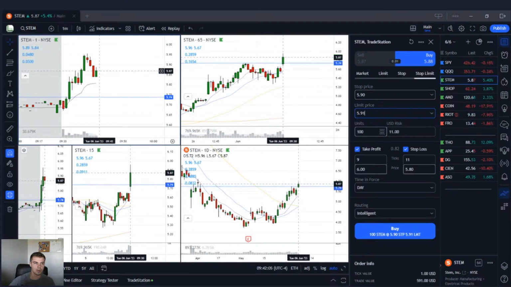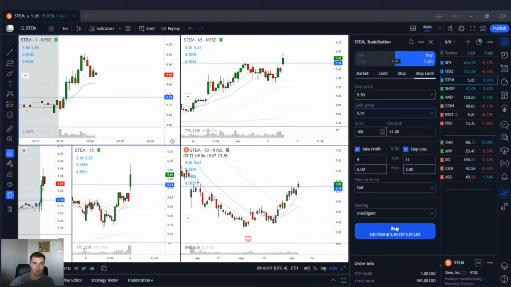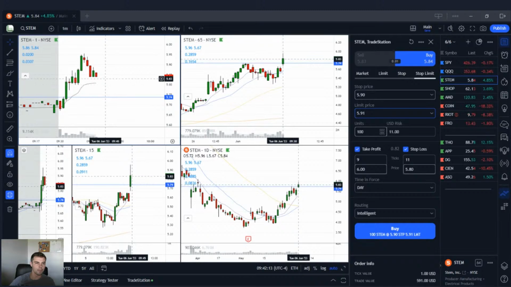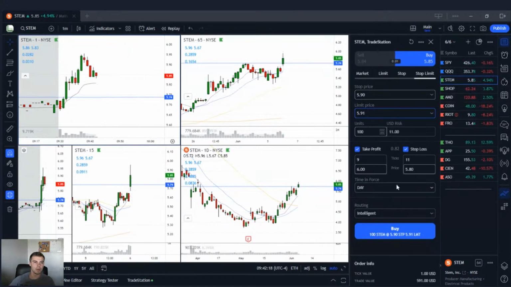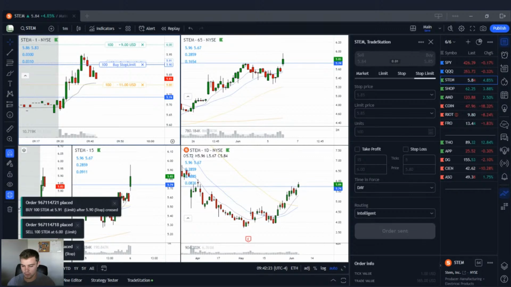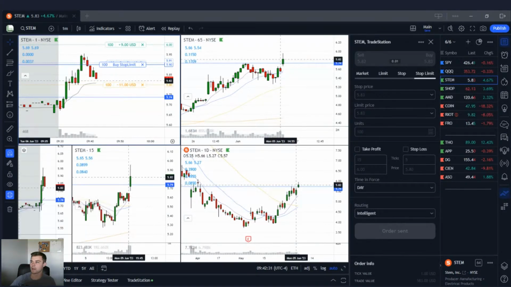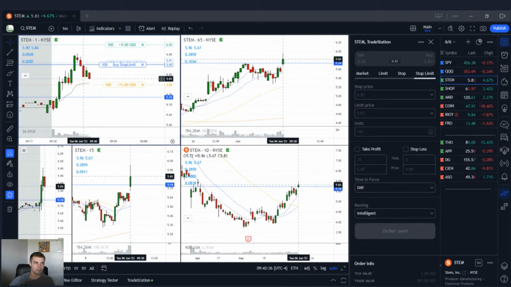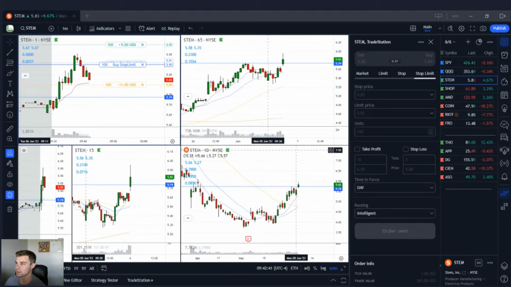Volume is good, I guess. Pretty smooth pullback. All right, I'm going to go ahead and send this STEM, 590 by 580. And 590 by 580. Little 1 minute buy setup. Not the world's cleanest buy setup, but still there. Still the strongest stock that I see so far.